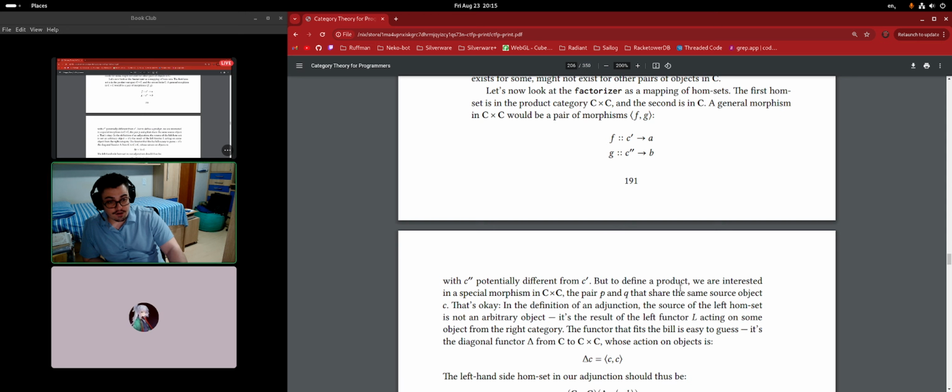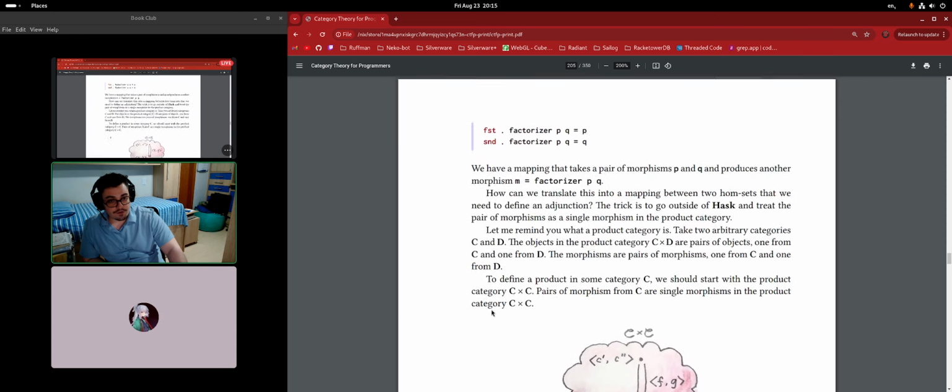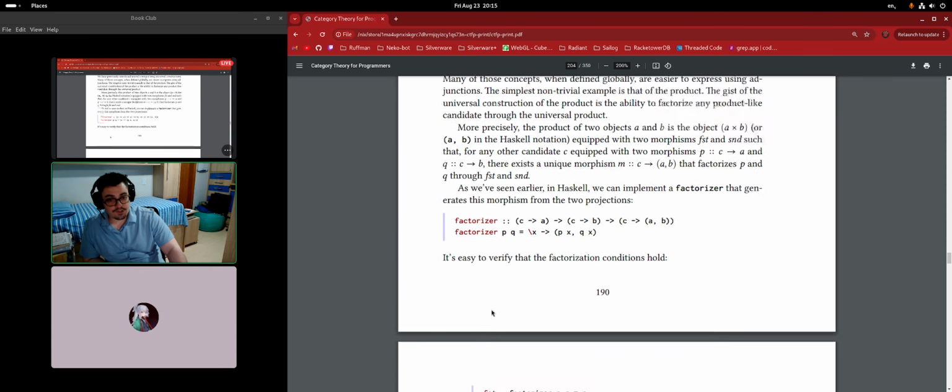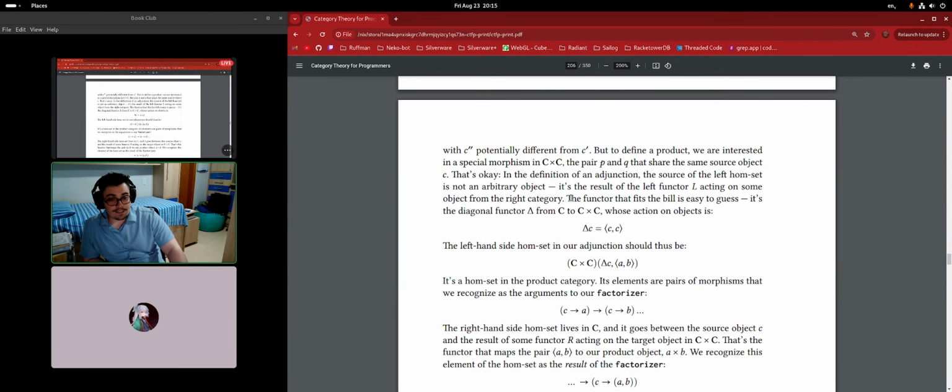But to define a product, we are interested in a special morphism, the pair P and Q that share the same source. Yes. That's okay. In the definition of an adjunction, the source of the left home set is the result of the left functor acting on some object from the right category.